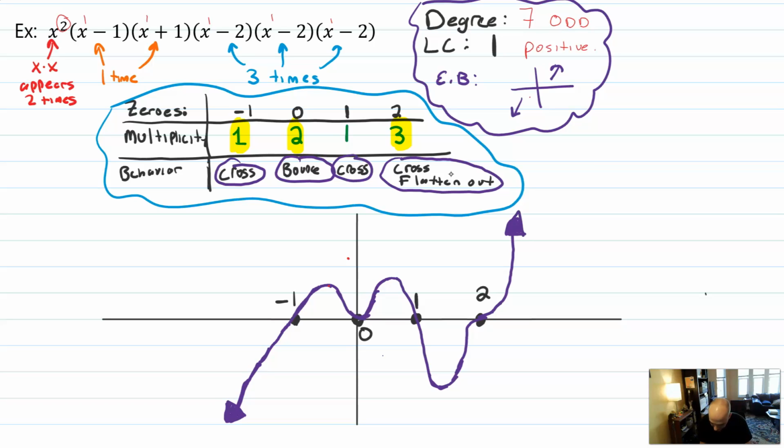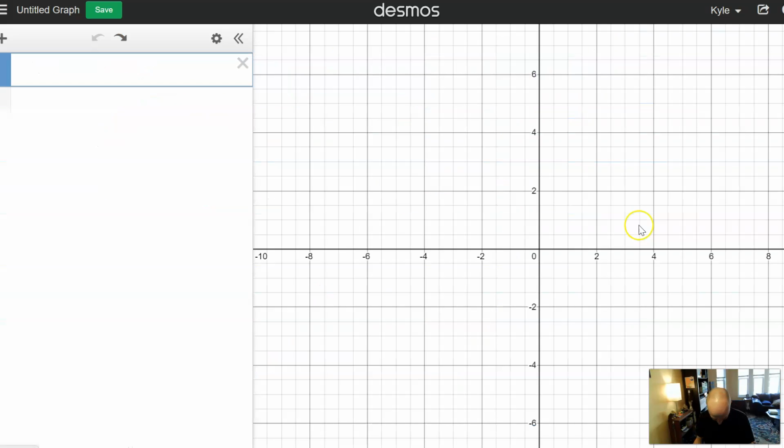By the way, as a check, I ended up going up on the right, and that's what my end behavior had said. So I'm going to check at the end, does my end behavior agree with what I calculated in the end behavior test? And if it doesn't, well, I have some work to do.